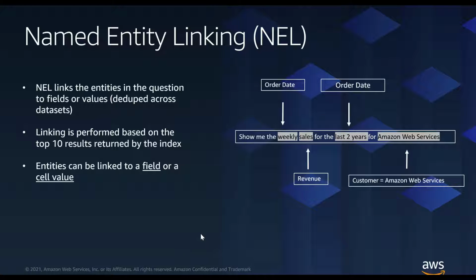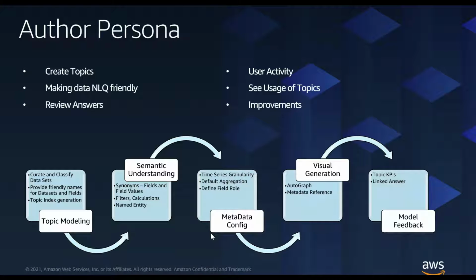Before we jump to the demo, I want to talk about the two distinct personas we have in QuickSight and also in Q. One, the author persona. Second, the reader persona. An author in QuickSight creates analysis and builds dashboards. And in the land of Q, an author creates topics. A topic is a collection of one or more data sets. An author makes the data set natural language friendly by adding friendly names and synonyms.